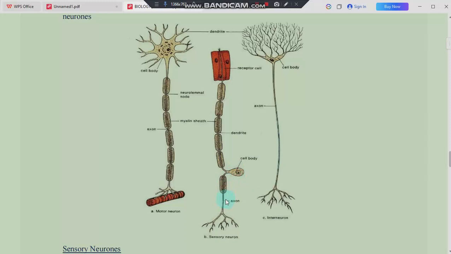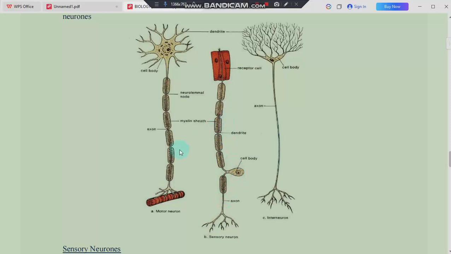Now, what is the function of this sensory neuron? The sensory neuron carries nerve messages in the form of electrical impulses from the sensory receptor to the central nervous system. So this neuron carries electrical impulses from the skin to the central nervous system. That is the simplest definition that you can give.